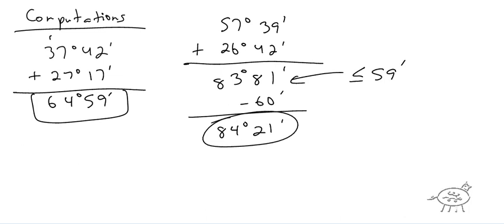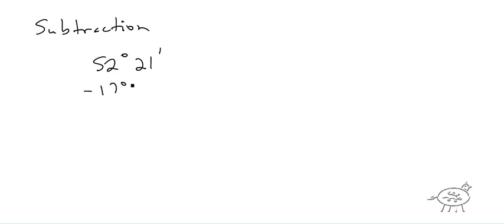Okay, let's do a little subtraction here. So it's 52 degrees, 21 minutes minus 17 degrees, 37 minutes. Now it's kind of the same deal. I can't subtract 37 from 21. I can't do that, right? I'm going to get negative. You don't want to deal with negative minutes. That's brutal. So what you're going to do is borrow a degree.